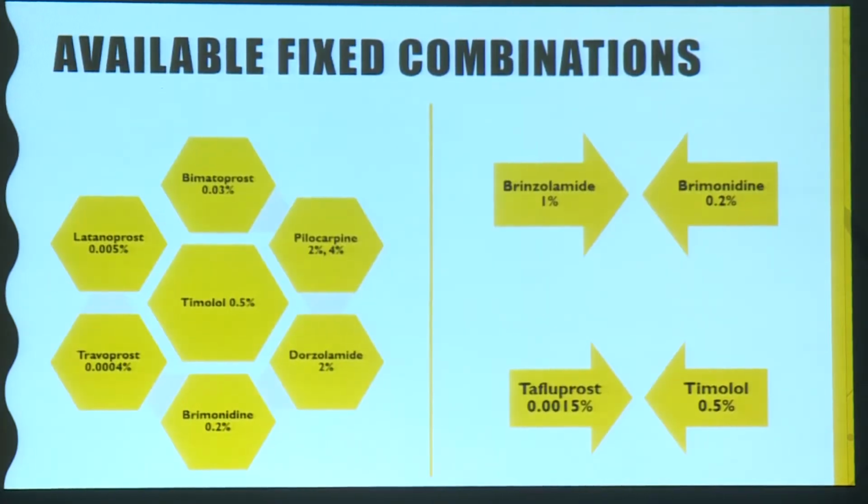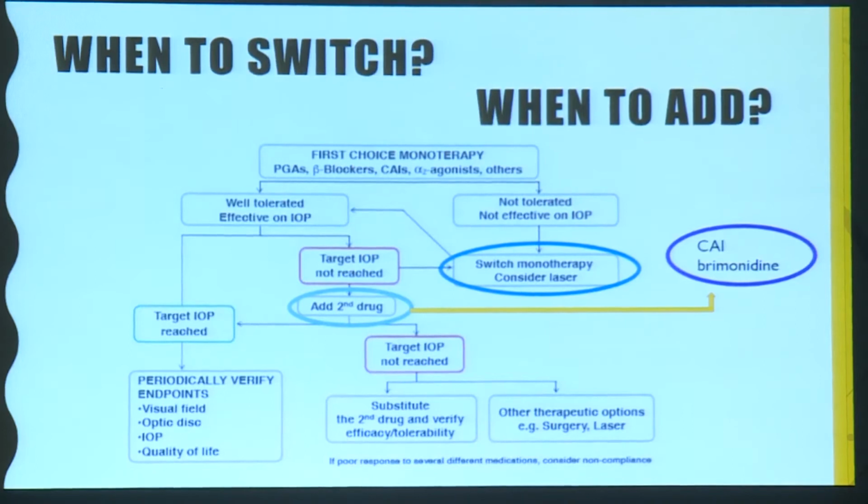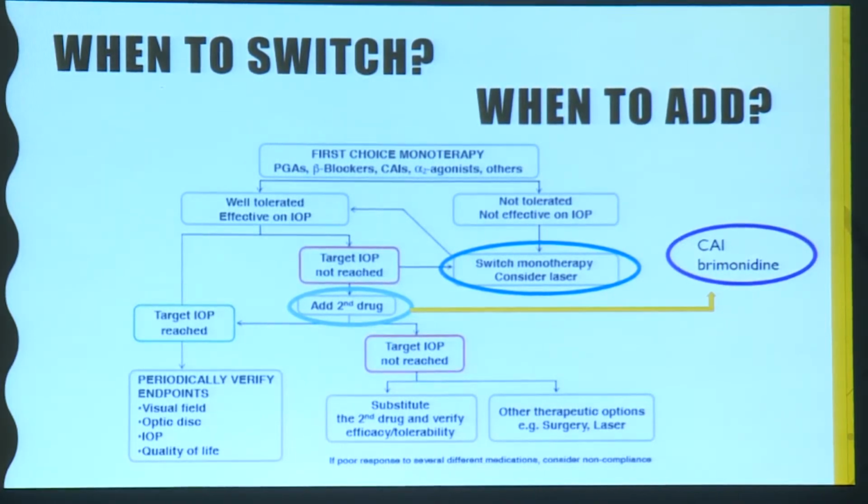There are various fixed combinations available in the market. Now, the question arises of when to switch and when to add. When you start with monotherapy and it's being tolerated very well and is lowering the IOP, but the target IOP is not reached, in that case add a second drop. If the target IOP is still not reached even after that, try to rule out compliance issues. But in the first place, if the monotherapy is not tolerated well, or the IOP is not being reduced to the amount it's supposed to, switch the monotherapy.